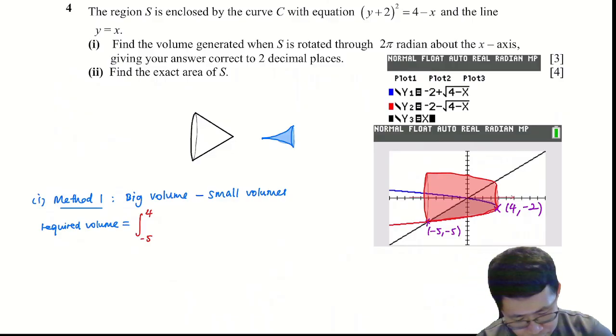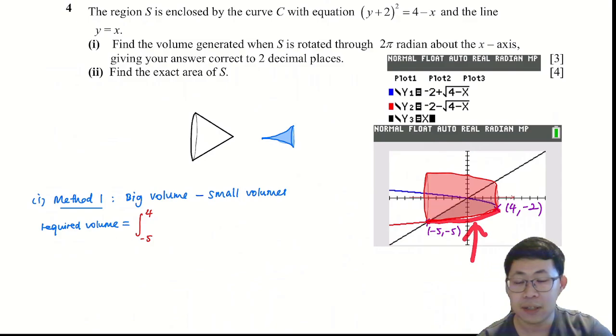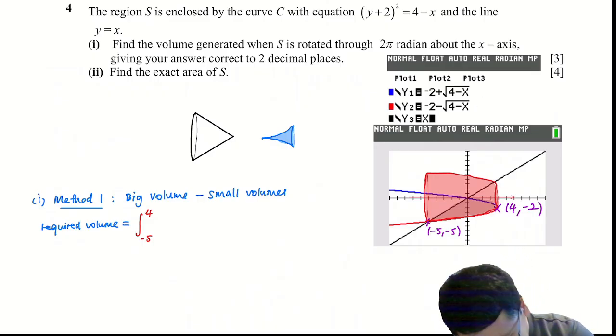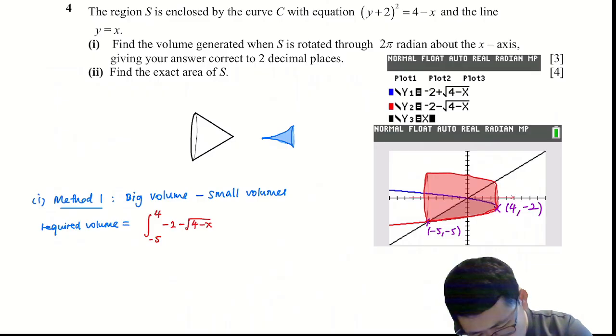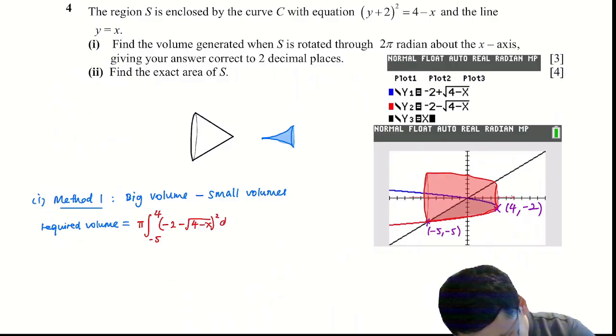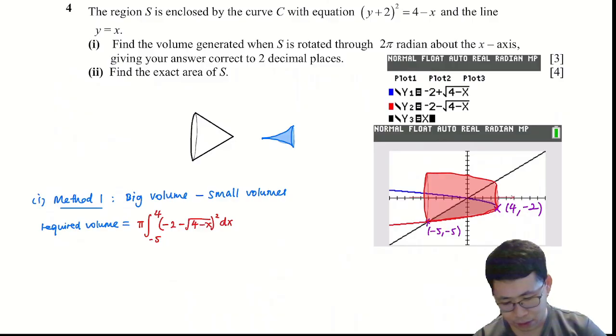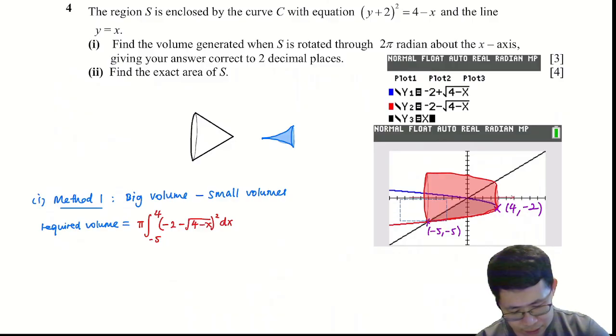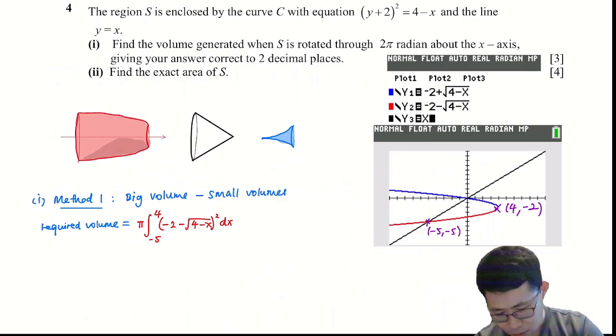Which function is it defined by? It is defined by this red color function over here. And this red color function is defined by -2 minus this one over here, 4 minus x. Then because this is volume, it is pi y square dx. So now we have settled the red color volume. Let's take a look at the second one.